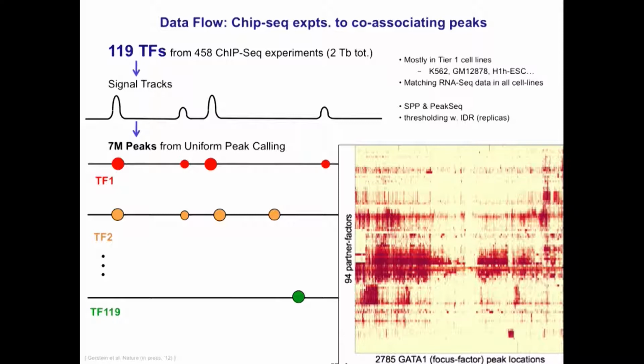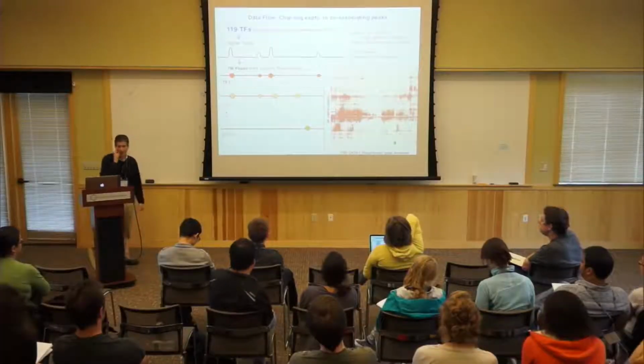And so one thing you can do is make, for one particular factor, this complicated map that looks like this, where you have all the factors that are binding near where one factor binds. You can see some bind in a similar way to that factor and whatnot. And that's a little bit more of a representation of the data.